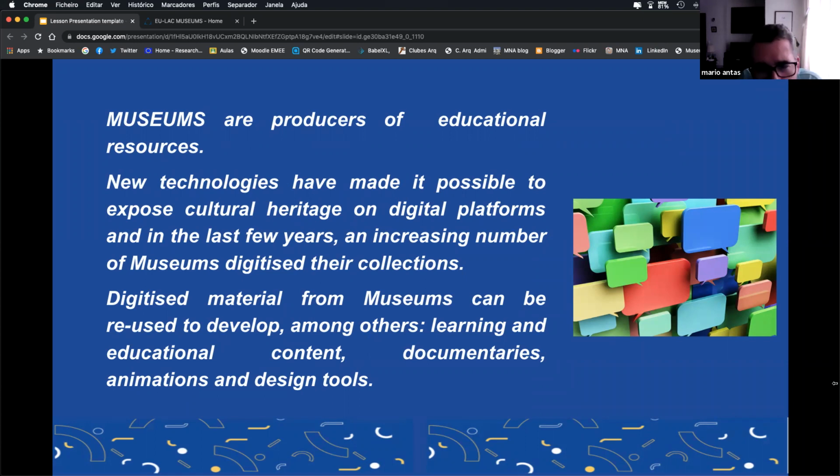Of course, new technologies provide the possibility to expose cultural heritage on different digital platforms, but digitized material from museums can be used and reused to develop, among others, learning and educational content, documentaries, animations, design tools, and so on. What we mean by this is that museums are producers of educational resources. And it's not just about producing resources in a digital way, but the main focus is how to produce them and what rules we must follow.